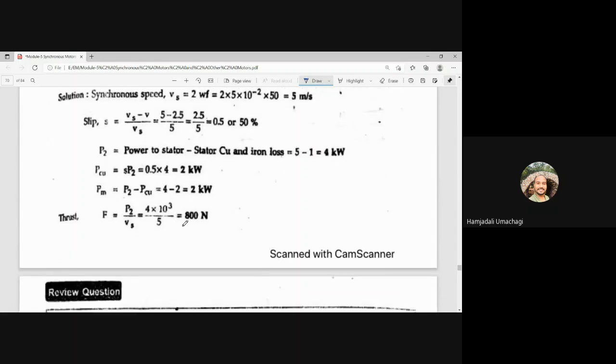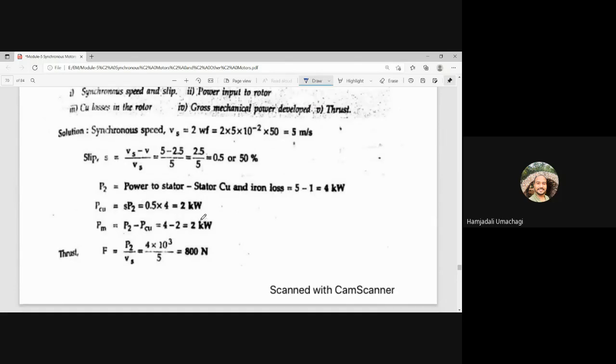Then we will calculate the thrust or force, F, equal to P2 by Vs, where P2 is the active power supplied, that is 4 kilowatt, 4 into 10 raised to 3 watts, and the synchronous speed Vs is 5 meter per second. So altogether, the force is 800 newtons.